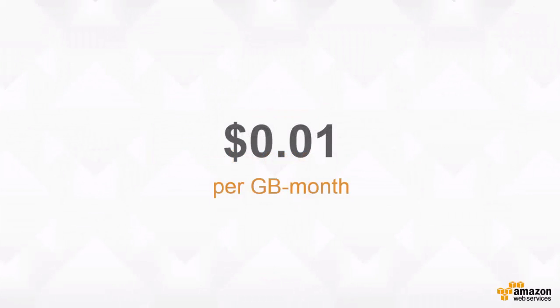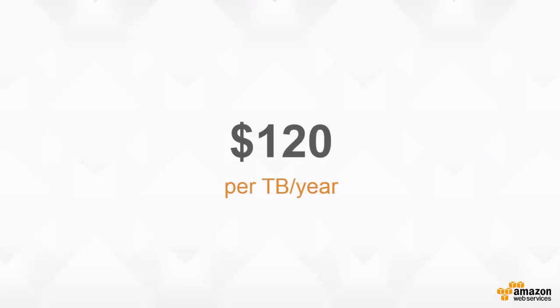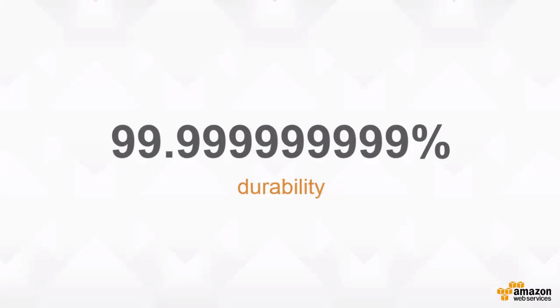Glacier's pricing is 1 cent per gigabyte per month, so very low cost, about a third of the cost of S3. That equates to $120 per terabyte per year. Glacier is also designed for 11 nines of durability, just like S3, so you are sure that your data is safe. You need to compare this to the durability of tape, which is great for backup, but not so much for restore operations.